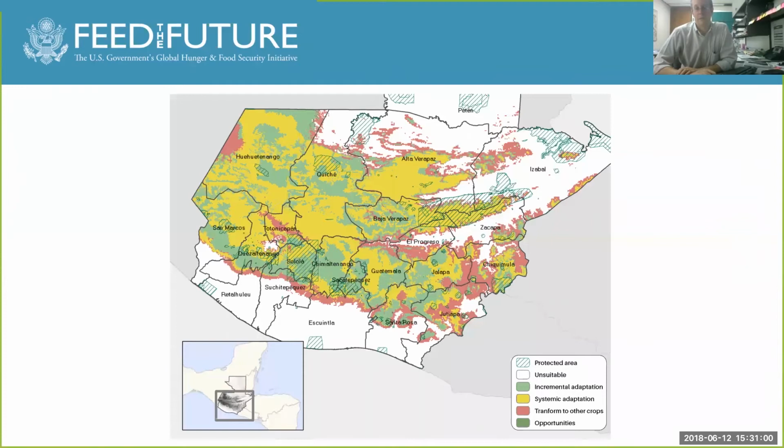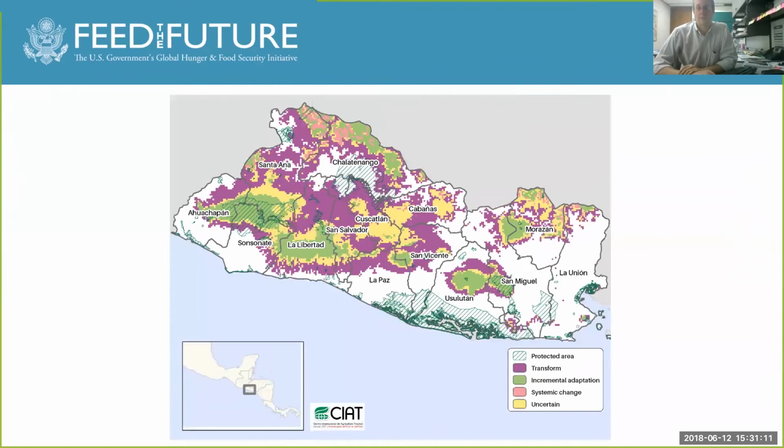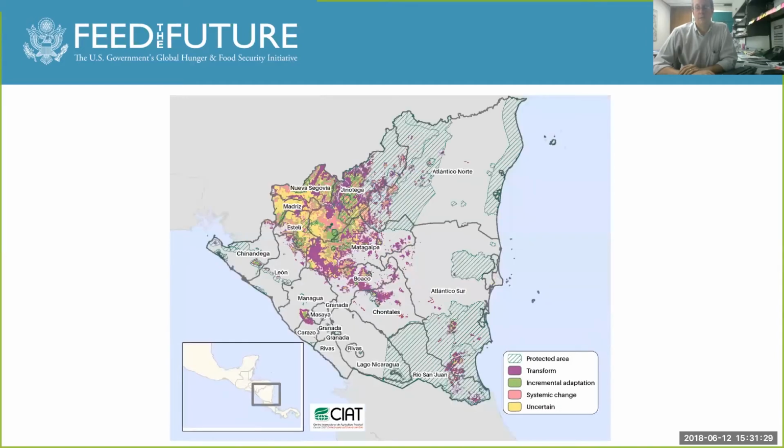We'll be developing a Guatemala country brief, and I'll talk about the Honduras country brief in a second, probably towards the end of this year with a lot more detail. El Salvador, here the color scheme's a bit off. You'll have to excuse me. The purple is a transform. But nonetheless, you can see that El Salvador has a much larger area that we expect to transform out of coffee. And again, this has implications in terms of where you're sourcing and what you might want to do. Then if we look at Nicaragua, we can see, again, significant changes.